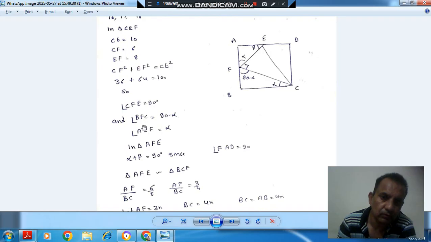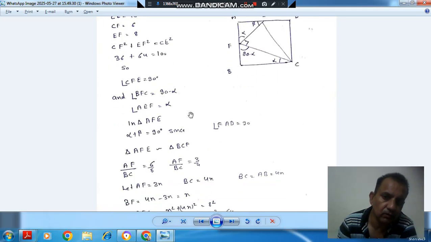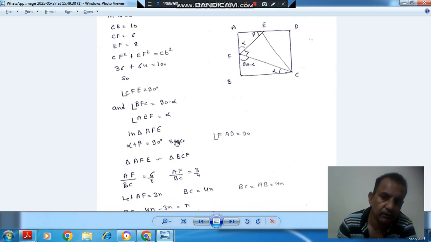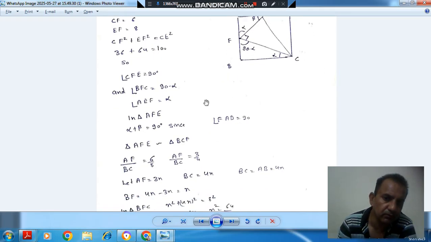So this angle is 90 and this angle is also 90 because it is a square, and this is alpha. So this angle will be 90 minus alpha. Now this is 90 minus alpha, this is 90, so this will be alpha because the total summation of angles is 180. 180 minus 90 minus 90 minus alpha will be alpha. Now this is alpha and this angle is beta and this is 90. So if this is 90, then alpha plus beta has to be 90.